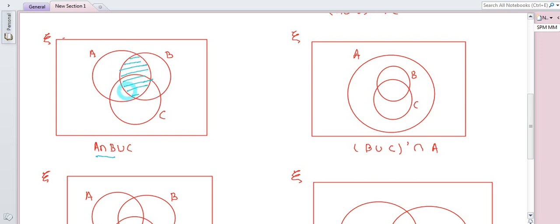Right? A and B overlapping area. Union C. Union C means add the C. Whole thing, whole C we take it. Okay, so this is the final answer. Okay, so this is actually we cannot shade outside. Only inside here. Okay, then we go to the next one.